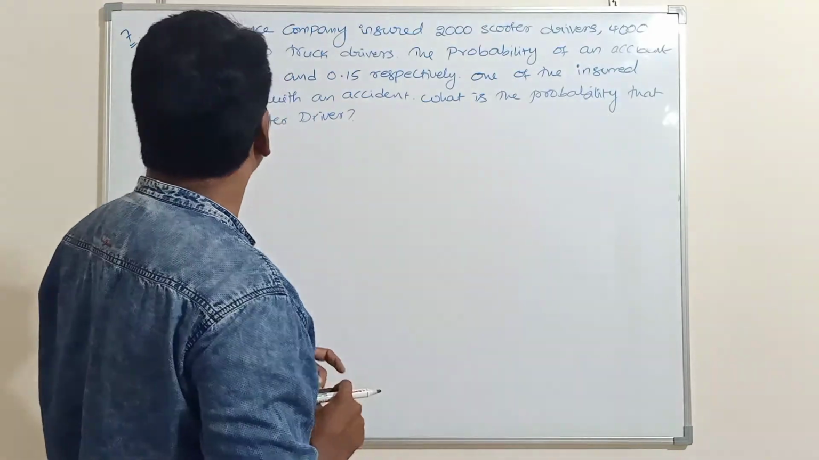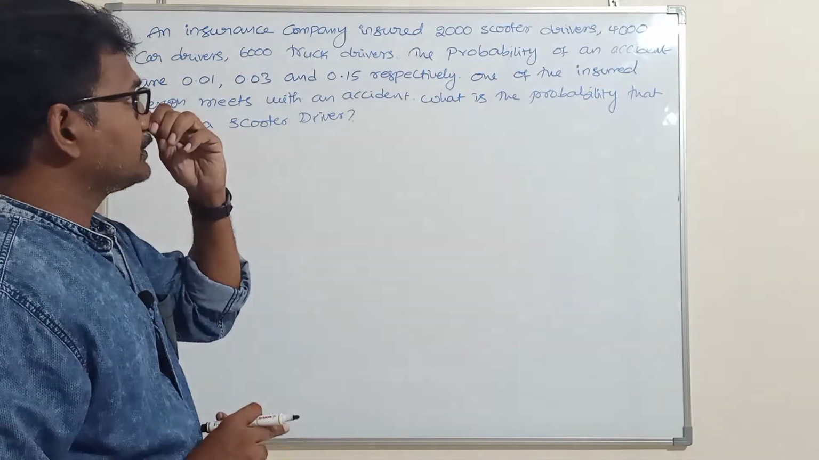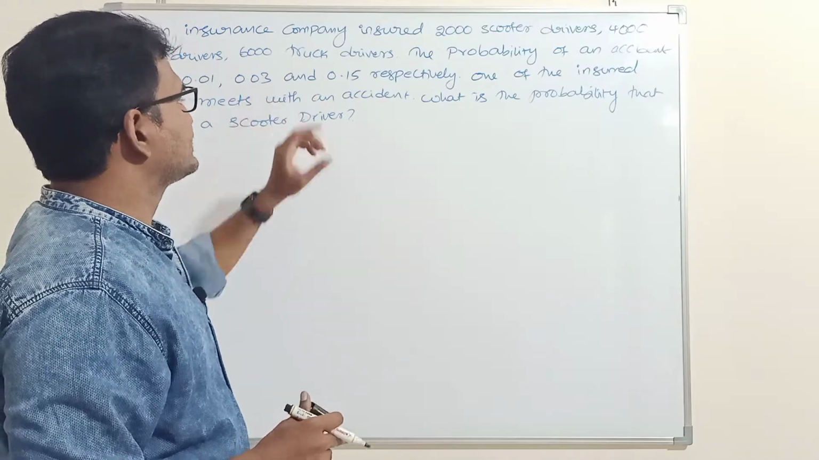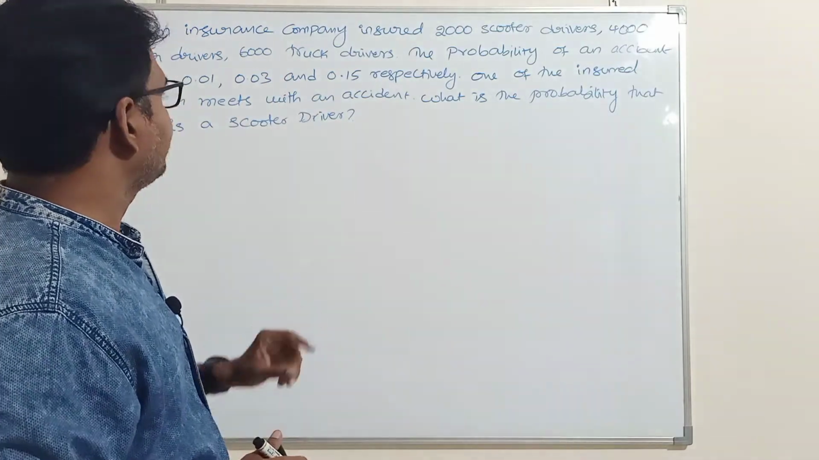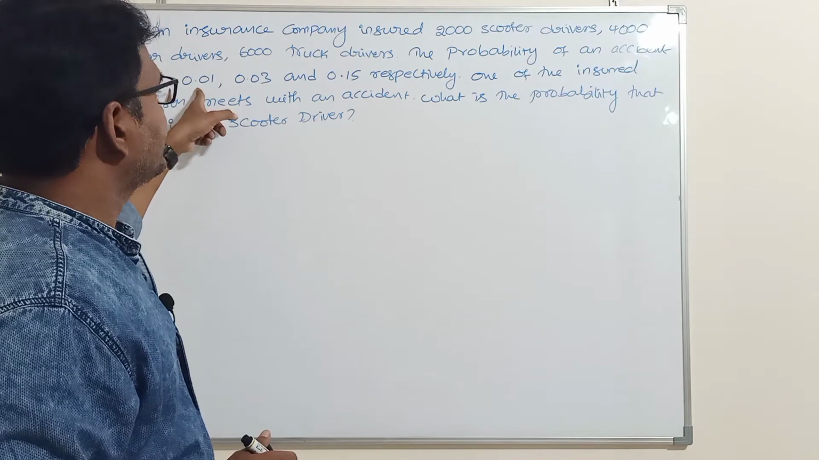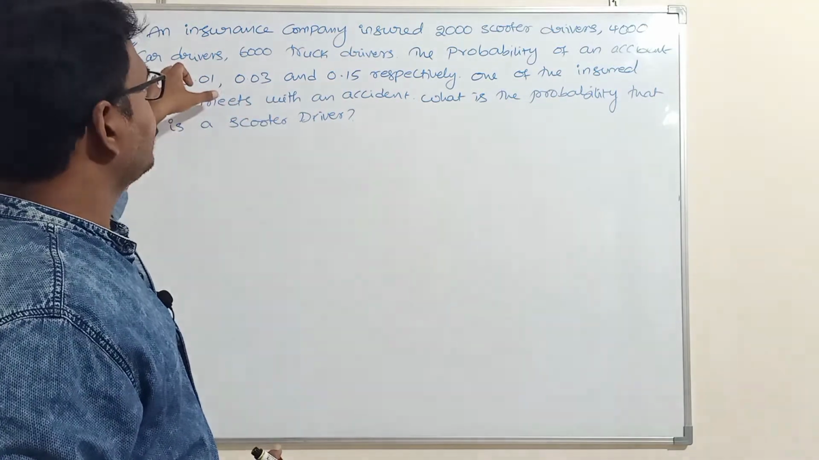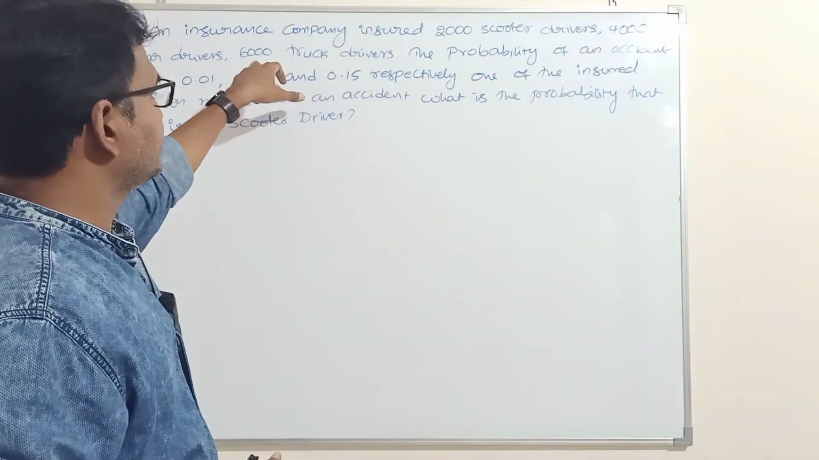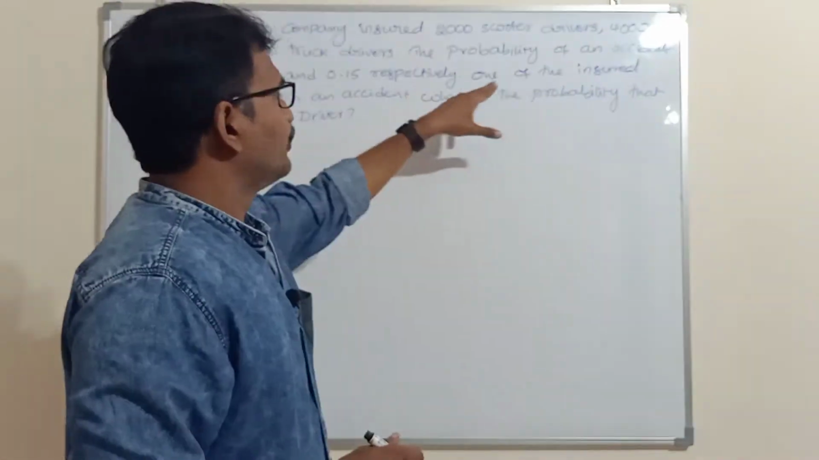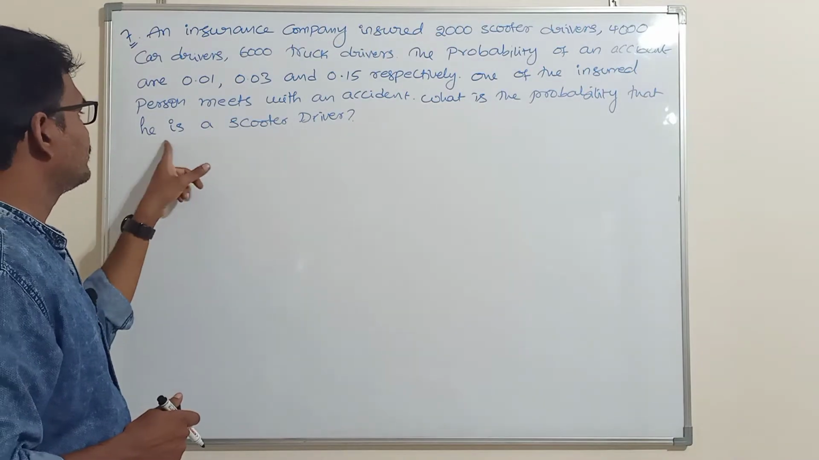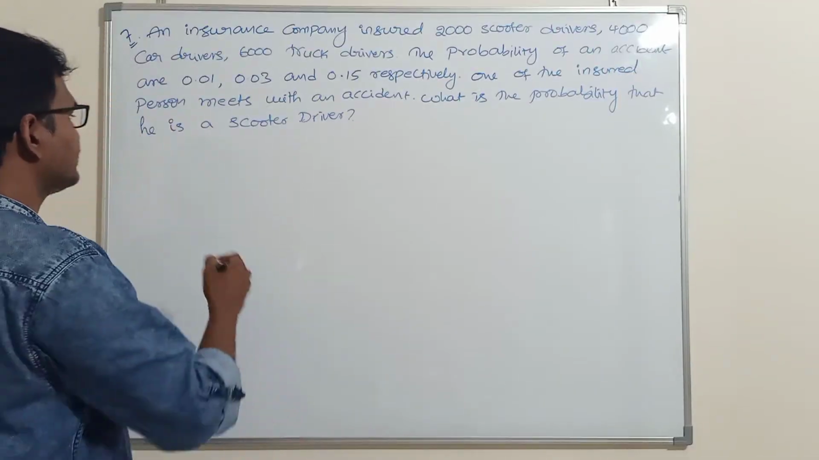Next problem. An insurance company insured 2000 scooter drivers, 4000 car drivers and 6000 truck drivers. The probability of an accident is 0.01 for scooter, 0.03 for car and 0.15 for truck. One of the insured persons meets with an accident. What is the probability that he is a scooter driver?